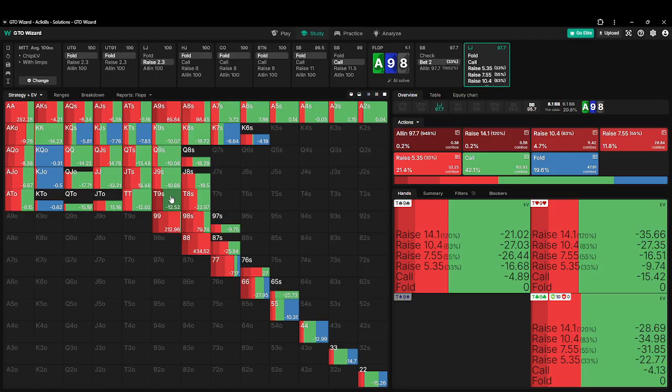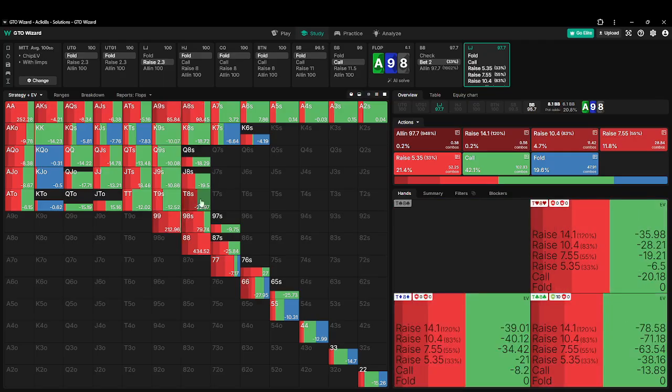So it's a case where you wouldn't really want to raise to get a free bet, because you're going to be folding out quite a bit of equity in those cases. So that's why these hands do tend to work better as just a call here. And some of the 8x, like 10-8.